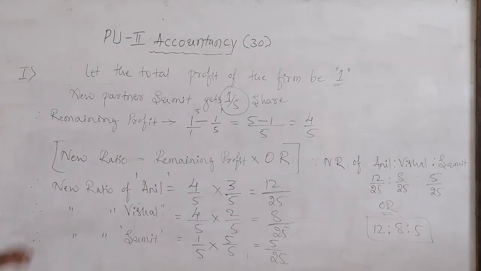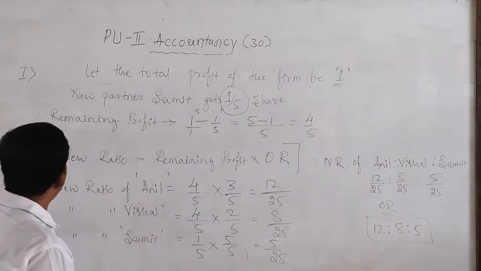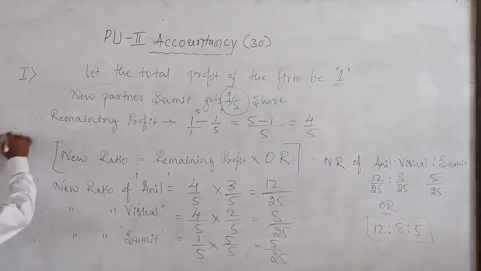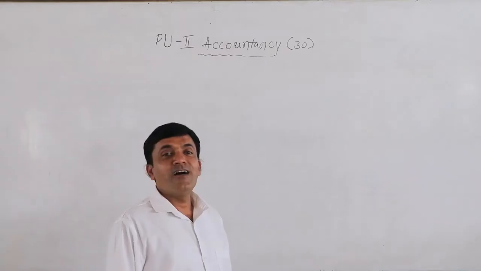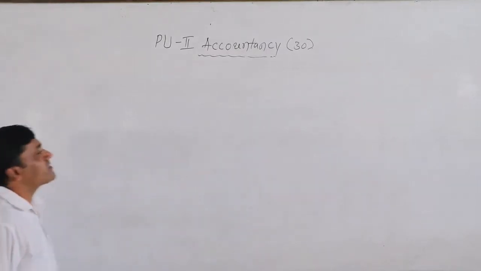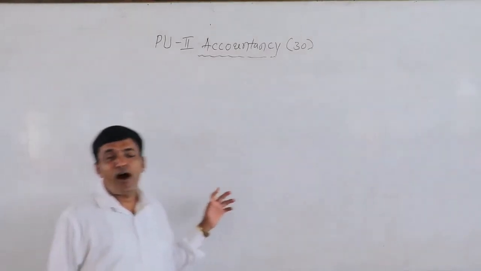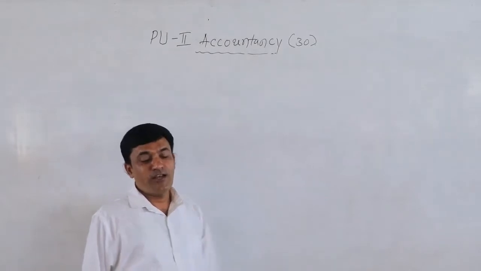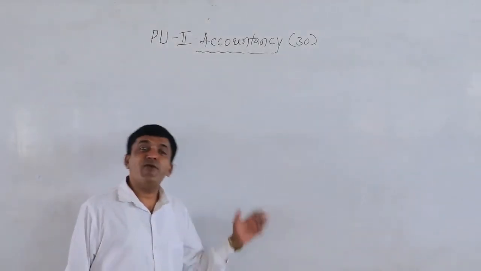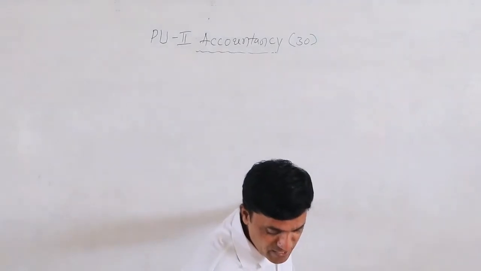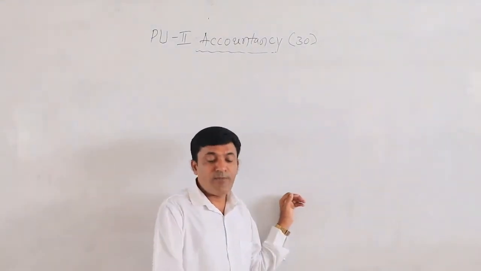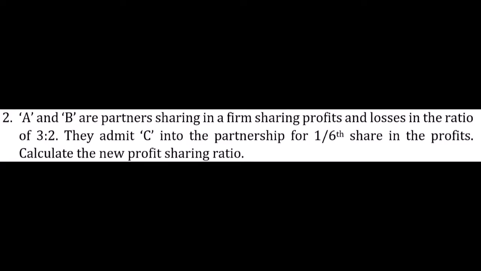By solving this problem like this, you can get the 6 marks for your examination under section C. Okay, dear students, we have seen how to ascertain the new profit sharing ratio of all the partners after admitting a new partner. So let us see one more example. The example will be A and B are the partners. The image will be on the screen.